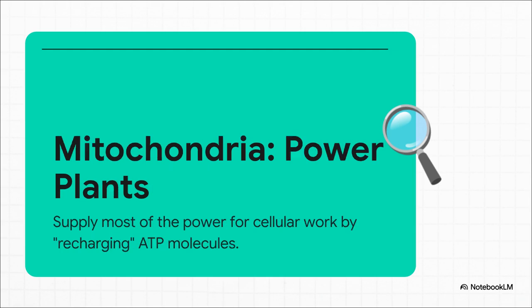Of course, running factories and a post office, that takes a ton of energy. Where does it all come from? The mitochondria. These are the power plants of the city. They take in nutrients and convert them into ATP.